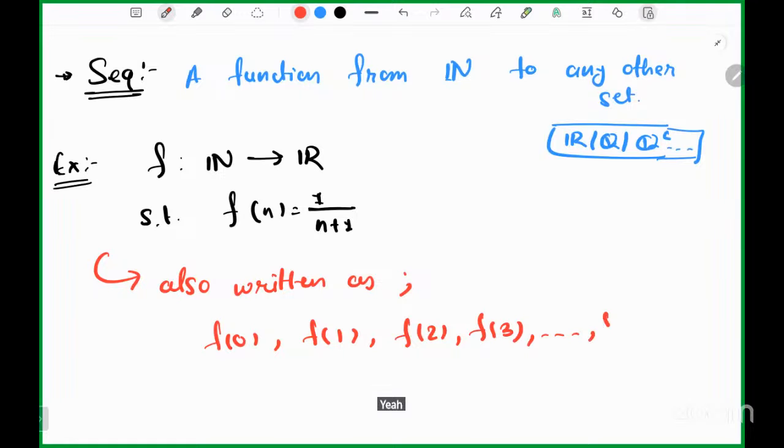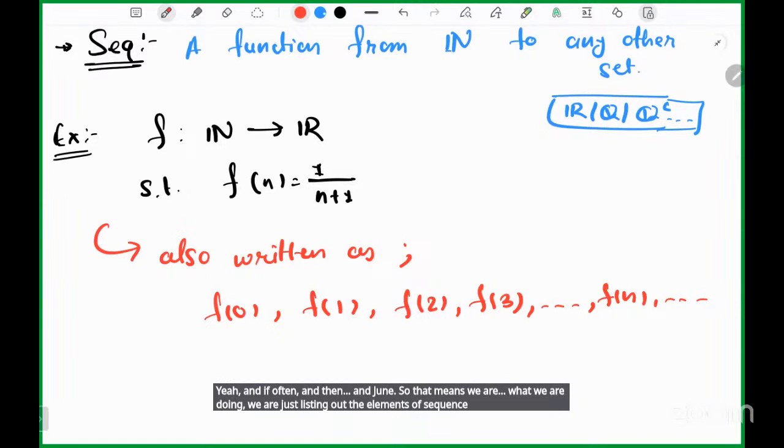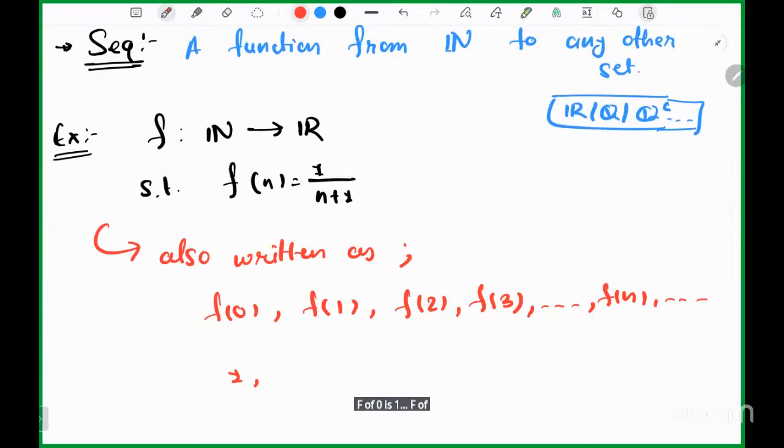Yeah, and f of n, and so on. So that means what we are doing is just listing out the elements of the sequence. But what is f of 0 here? f of 0 is 1, f of 1 is 1 upon 1 plus 1, which is 1 by 2, then 1 by 3, 1 by 4, and so on. So this is another way of denoting a sequence.